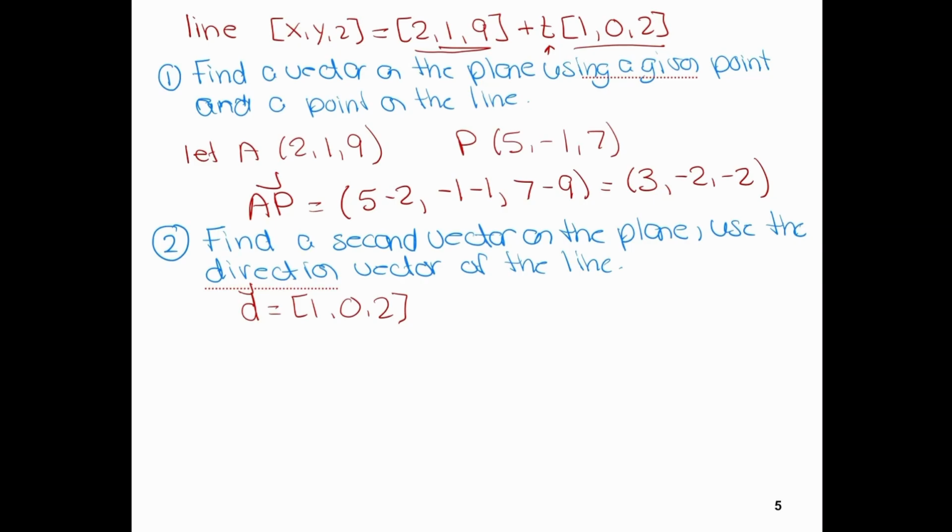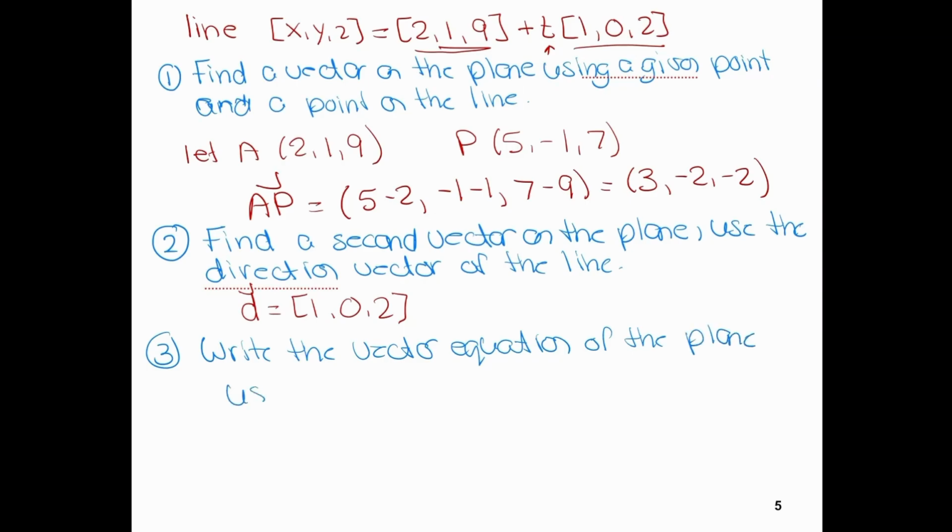So now we're going to put it together and write the vector equation of the plane using what we know. We are going to use the fact that we have a point A that's at 2, 1, 9. That's the point on the line. We have vector AP, which was the vector that we created, and we have vector D, the direction vector. So let's put it together.